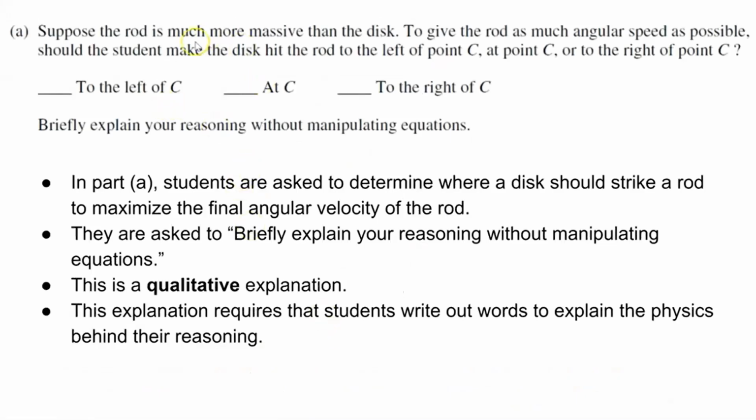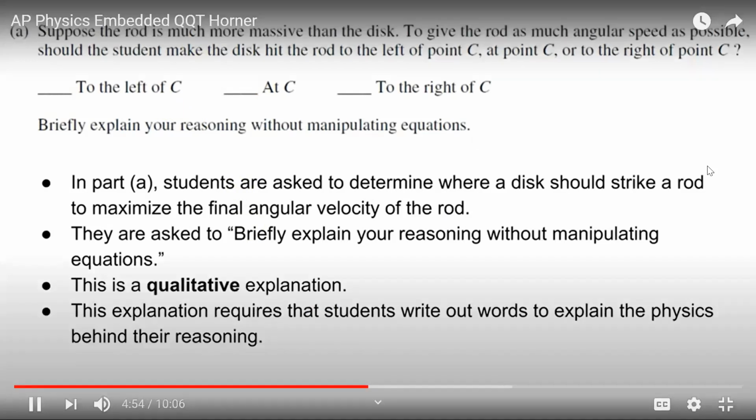If we look at part A, they talk about the rod being more massive than the disc, and they talk about angular speed, and they want the students to figure out, to give it a whole bunch of angular speed, where should the disc hit the rod in terms of C? So I want you to think about this. So if we're doing it, we might as well talk about this question. So if you want the most change in angular speed, what are you going to need the most of? You're going to need the most torque. And in order to get the most torque, you need the most radius. So given that point C is to the right of the pivot point, where would you want to hit the stick? Would you want it to the left of C, at C, or to the right of C?